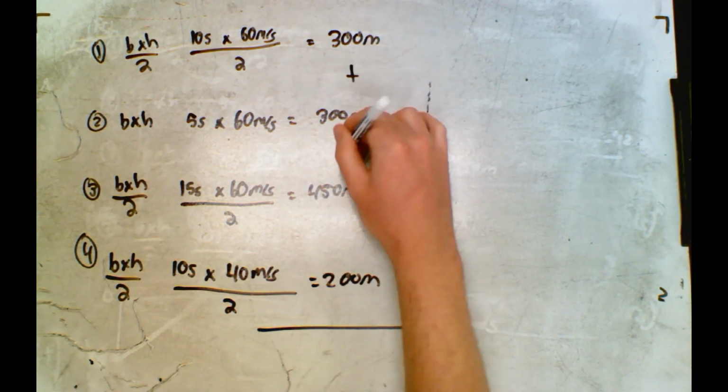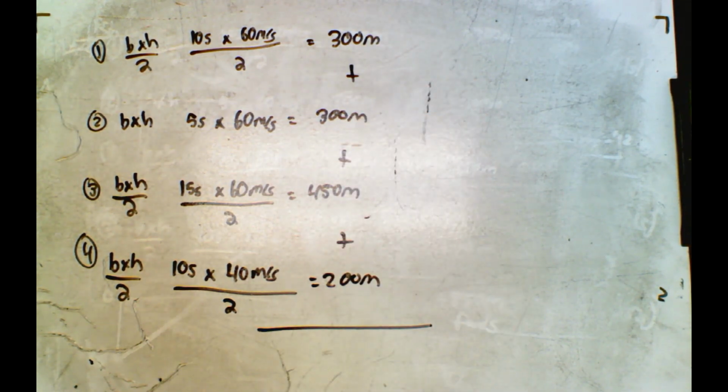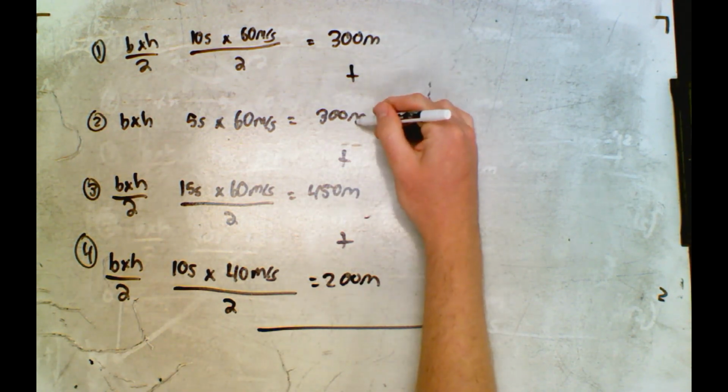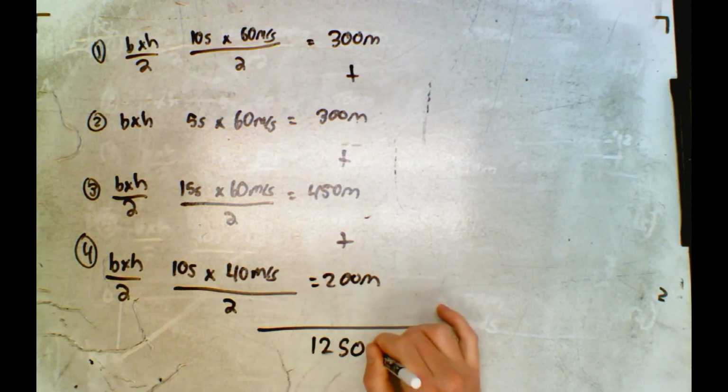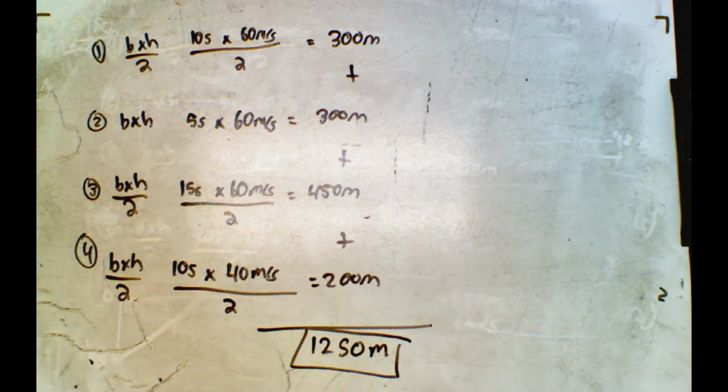So to find my total distance traveled, I just add up all those separate distances. 300 plus 300 is 600, 1,050, 1,250 meters is my distance.